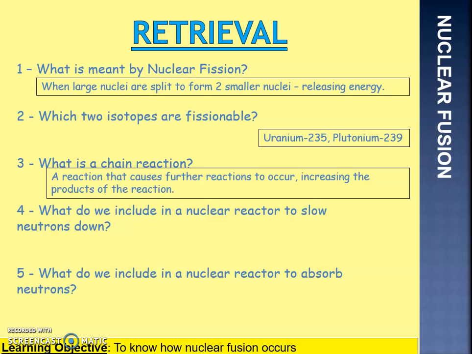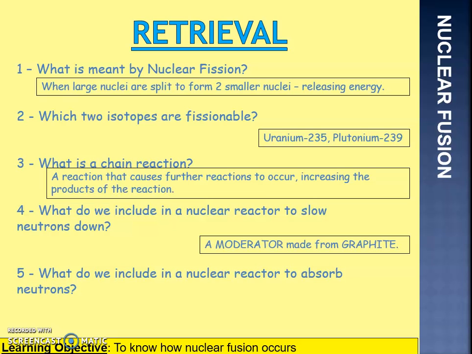of that reaction. If one of the products of that reaction is energy, it will increase the energy that's given from that reaction. What do we include in a nuclear reactor to slow neutrons down? We'd include a moderator, which is made from graphite. And what do we include in a nuclear reactor that absorbs neutrons so we can try and moderate the rate of energy transfer? That would be boron control rods that can absorb neutrons.